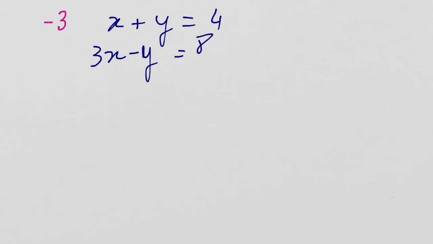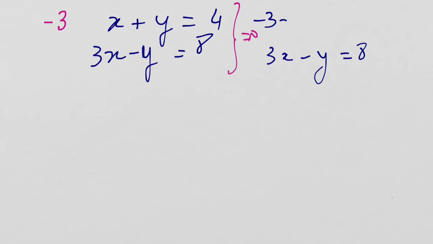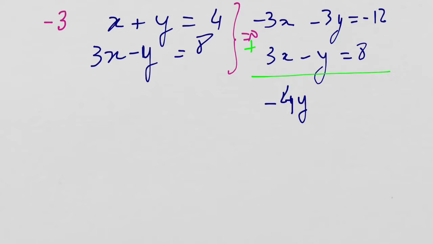By doing so, I end up having the second line not change, 3x minus y equal 8, but the first line becomes negative 3x, negative 3y equal negative 12. Now, if I decide to add these two equations, what do I get? Well, the x disappears, and you get minus 4y equal negative 4, because negative 12 plus 8 equal negative 4. So y equal 1.